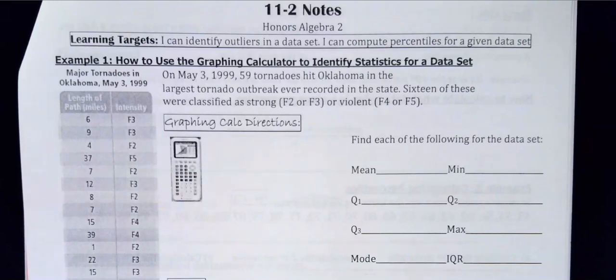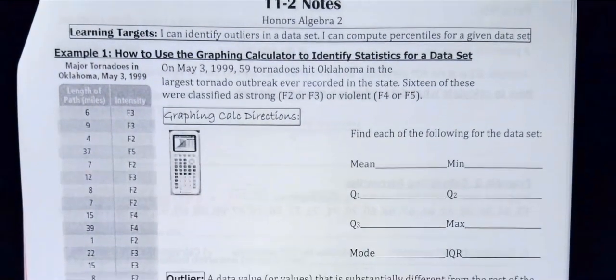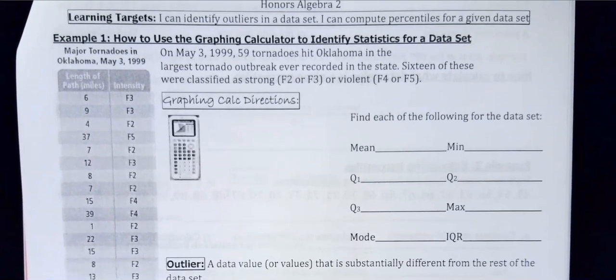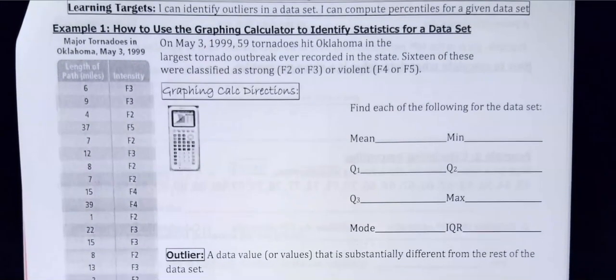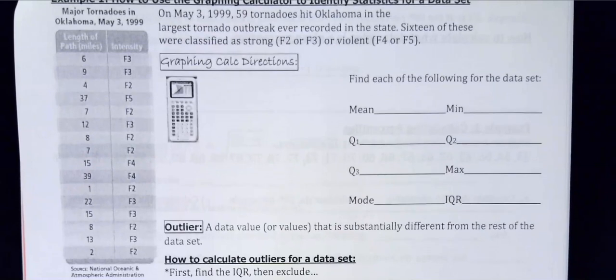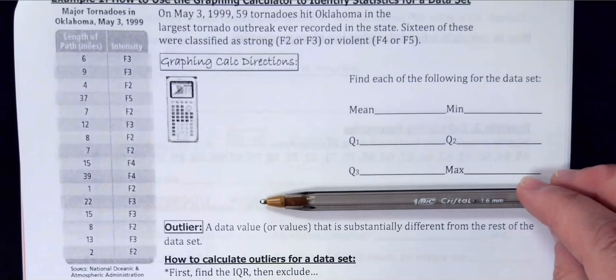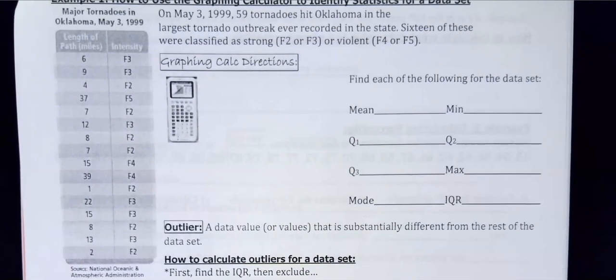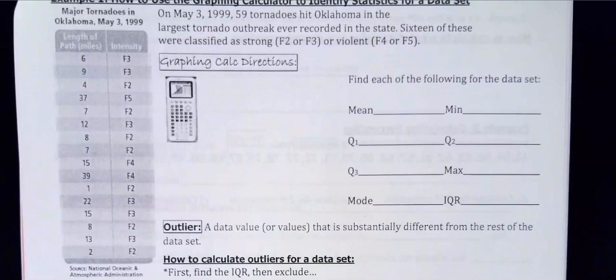So I'm going to show you guys how to calculate mean and median from the calculator. The calculator will do all of these except for the mode and the interquartile range, but if you have the information above that, you should be able to figure those out. So I'm just going to go through with you real quick and show you how to put this in.